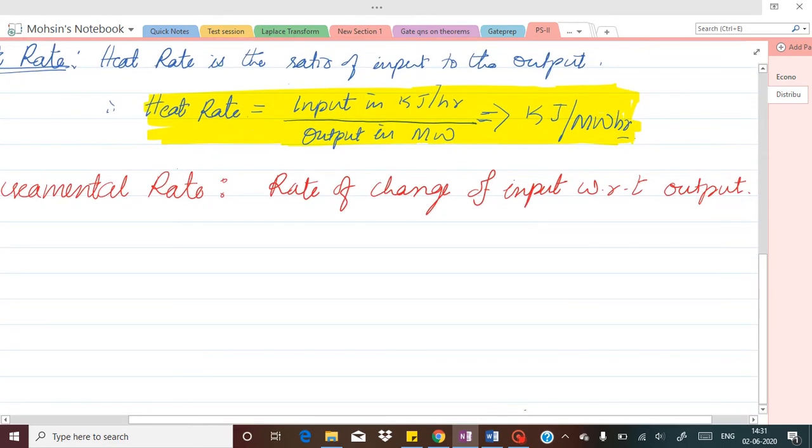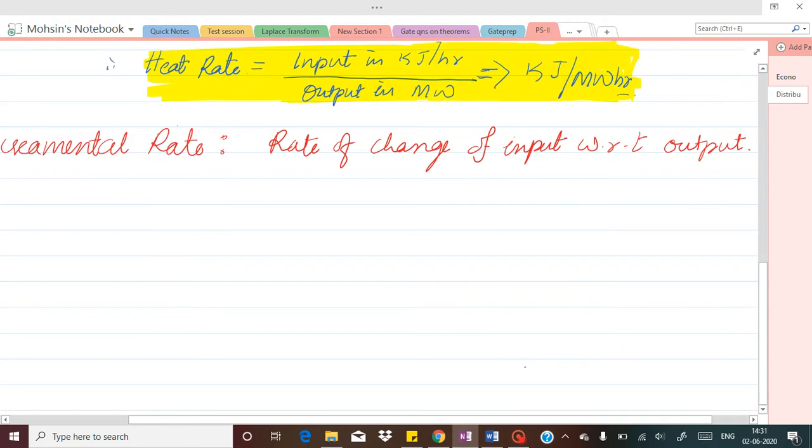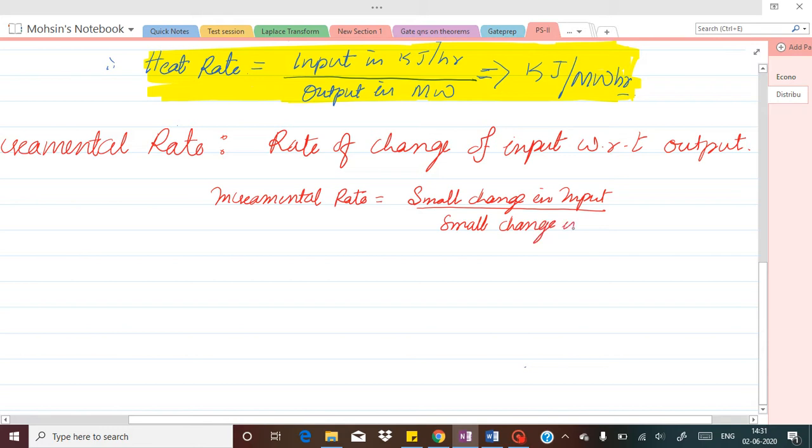Now the ratio of small change in input to the small change in output is called the incremental rate. If I want to write the expression or formula for this, incremental rate is nothing but small change in input to small change in output.